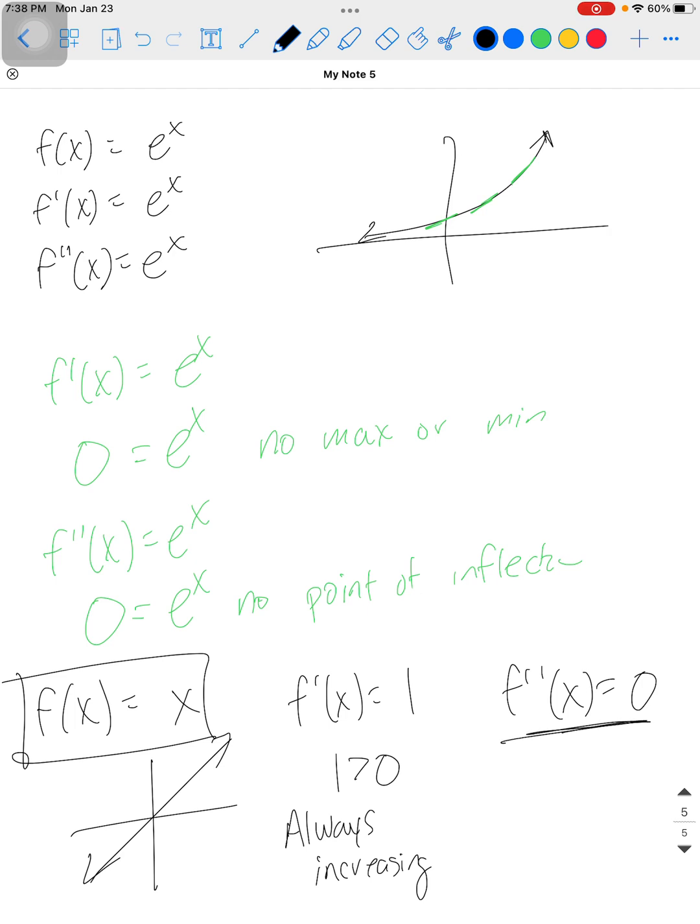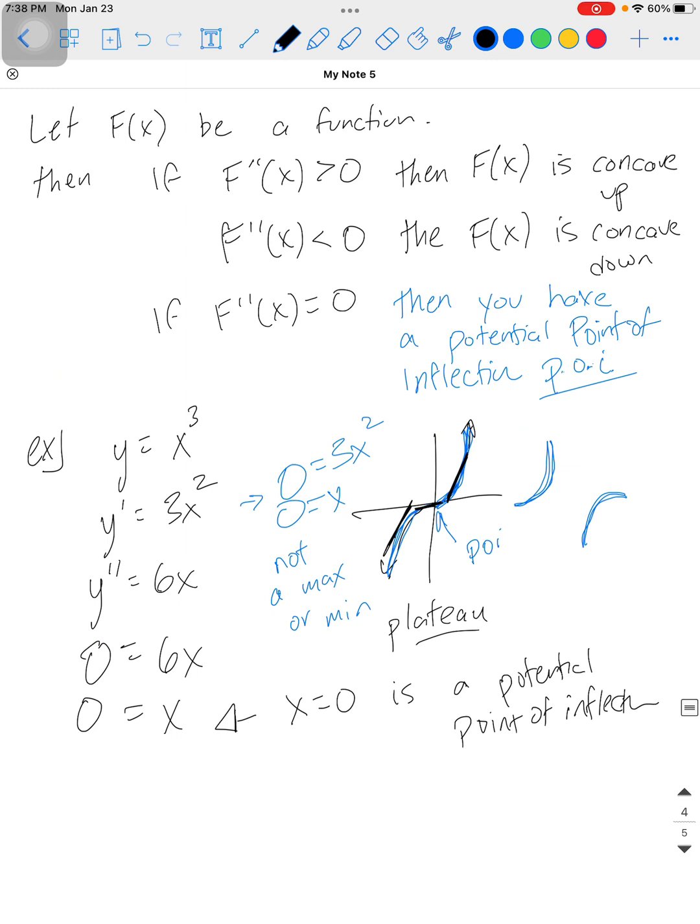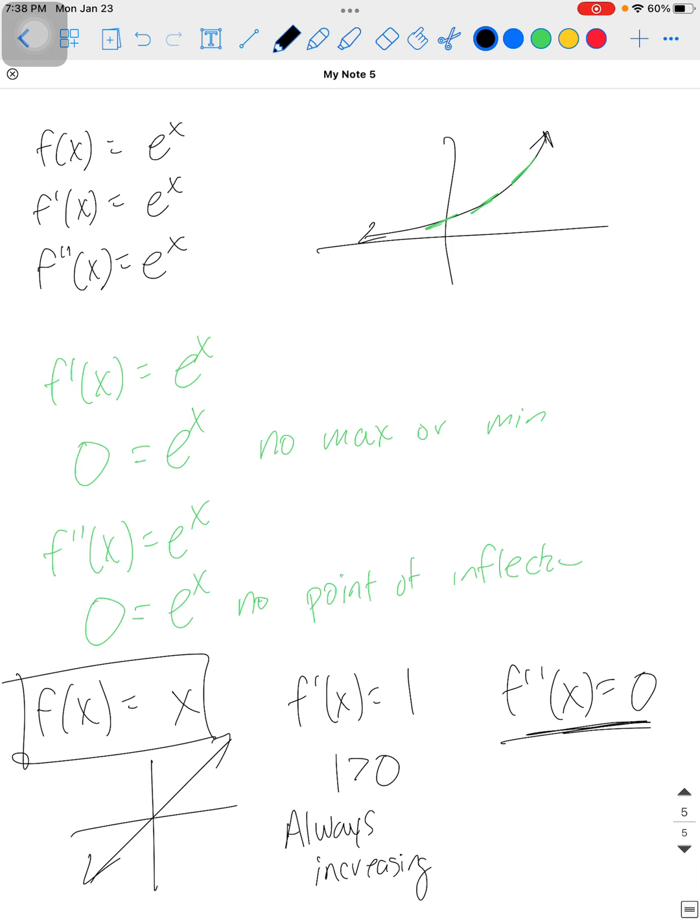Again, we're making conclusions about this. f double prime right here is 0. What does that tell us? It tells us we have a potential point of inflection, but it is not a point of inflection because lines don't have concavity. So it's almost just like extra information. It is not a point of inflection because it doesn't change concavity. All right, last example.